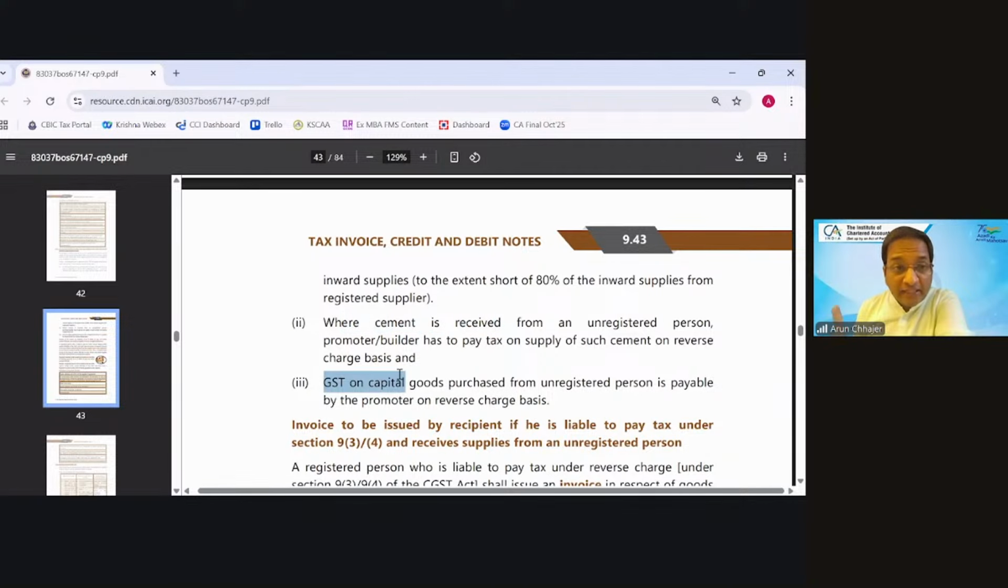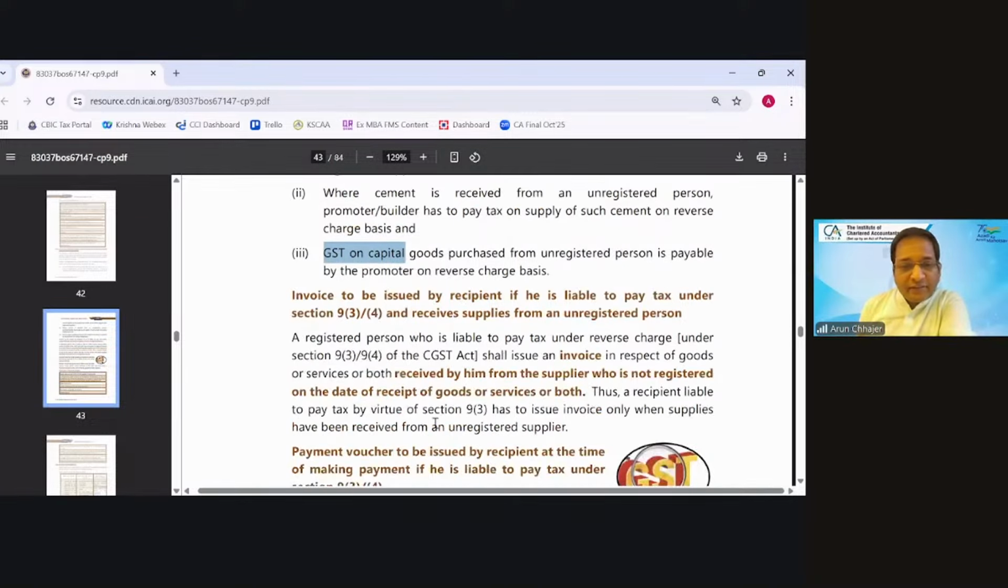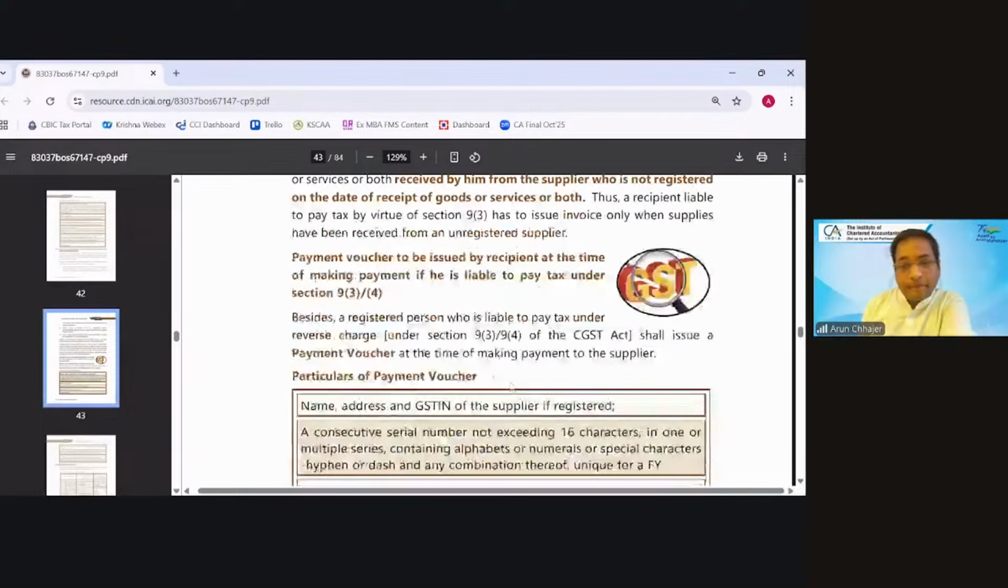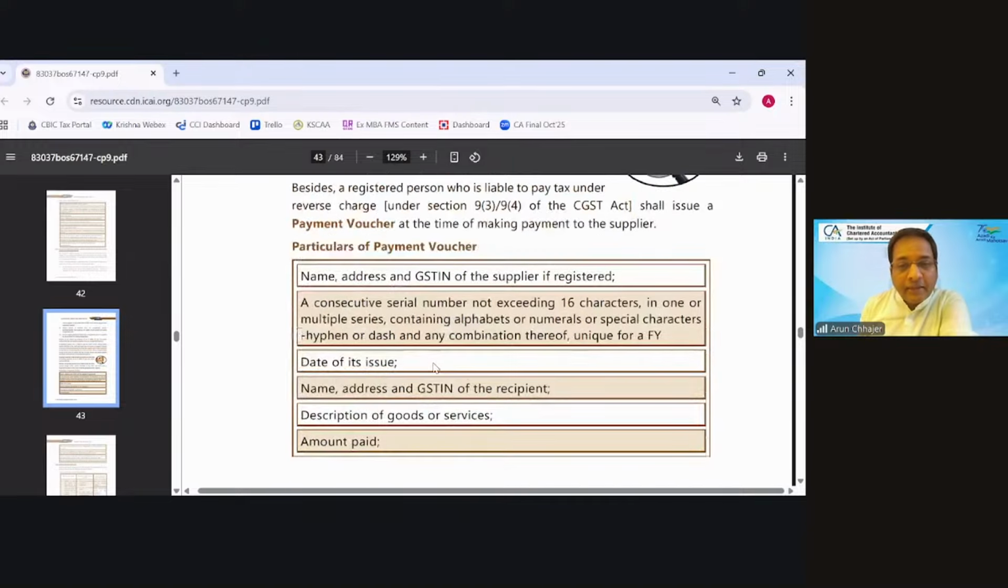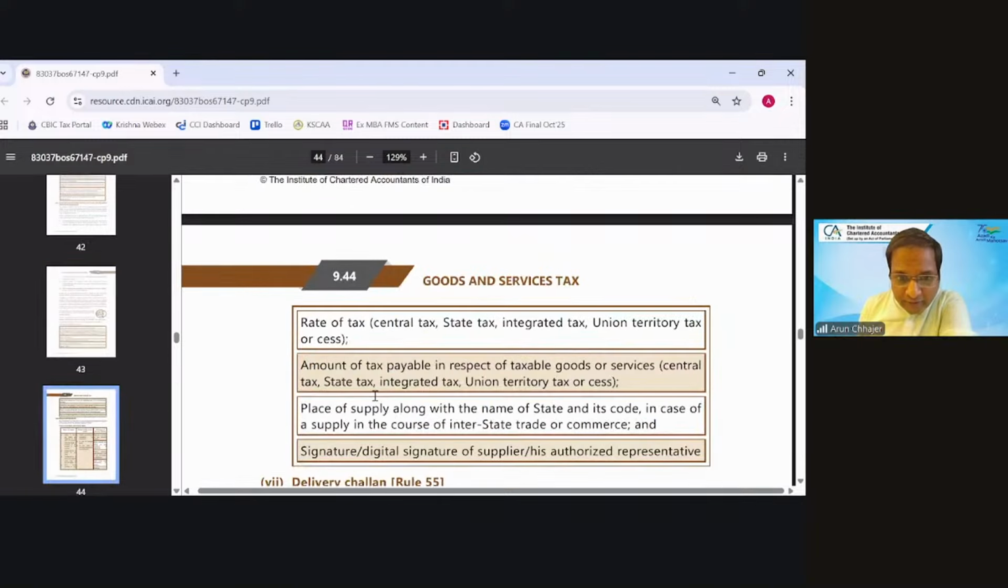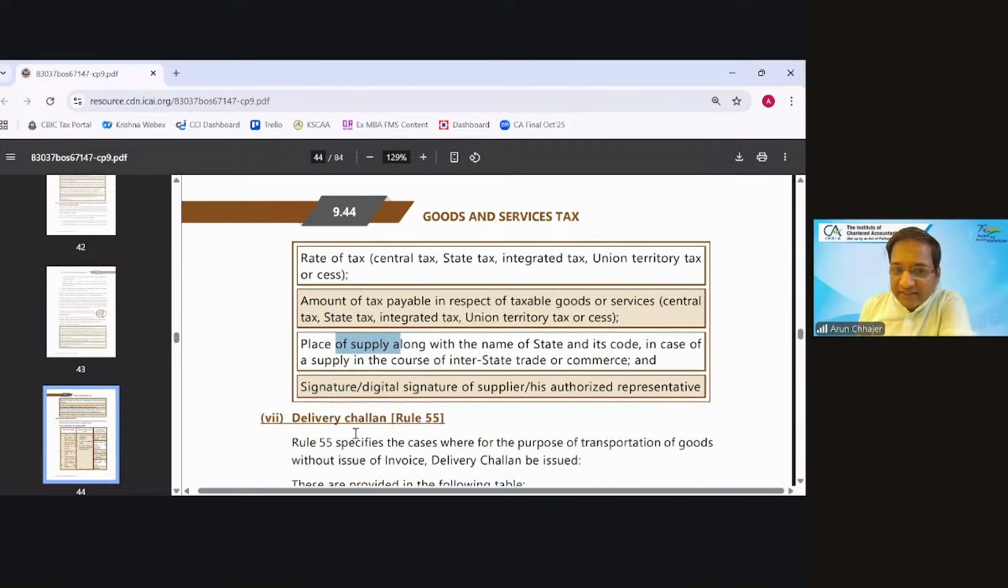And capital goods 100% from registered parties. If any capital goods are purchased from unregistered parties, then the tax will be payable under RCM. Then a self-invoice will be prepared. The content of the self-invoice would be the same as per rule 46. And when the payment is made by the recipient to the supplier, the content of the payment voucher will be: name, address, GSTN number, consecutive serial number, date of issue, name, address, GSTN number, description, amount paid, rate of the tax, amount of the tax payable, place of supply, signature, etc.